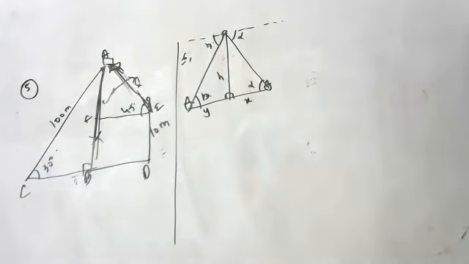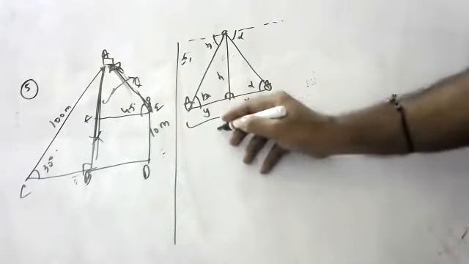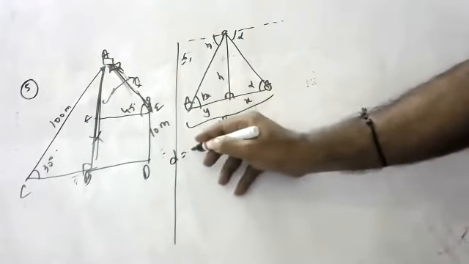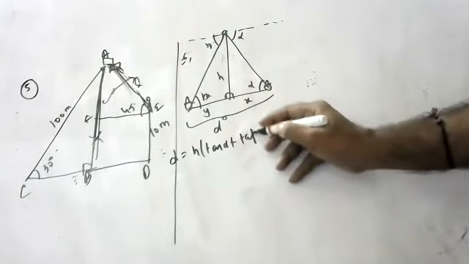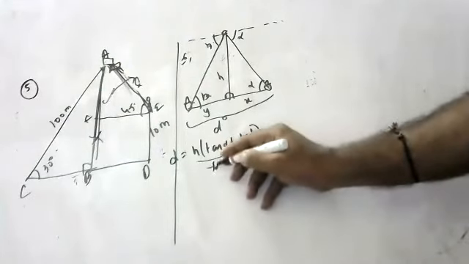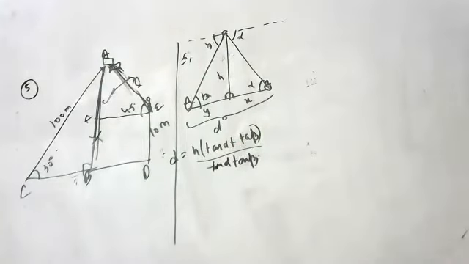Let us take the question: if the height of the lighthouse is H and the line joining the ships passes through the foot of the lighthouse, show that the distance between the ships, which is what it is asking, is h into (tan alpha plus tan beta) by (tan alpha tan beta). We have to show this.